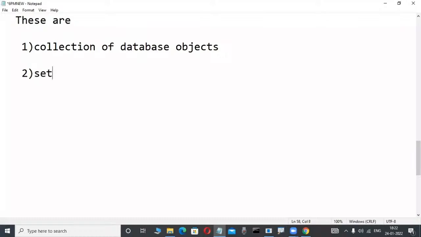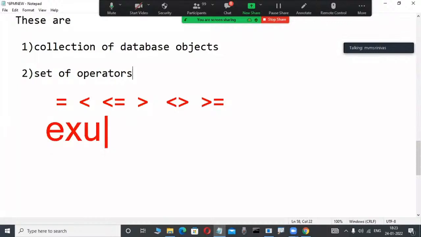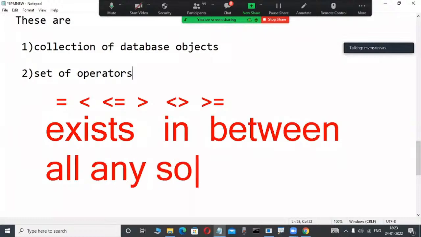What is that one? A set of operators is available. Operator means, like in C language or Java, equal to, less than or equal to, greater than or equal to, not equal to. These types of operators are there. But not only these operators; in every relational data model there are different special operators. Suppose EXISTS is an operator. IN is an operator, BETWEEN is an operator. ALL is an operator. SUM is an operator.